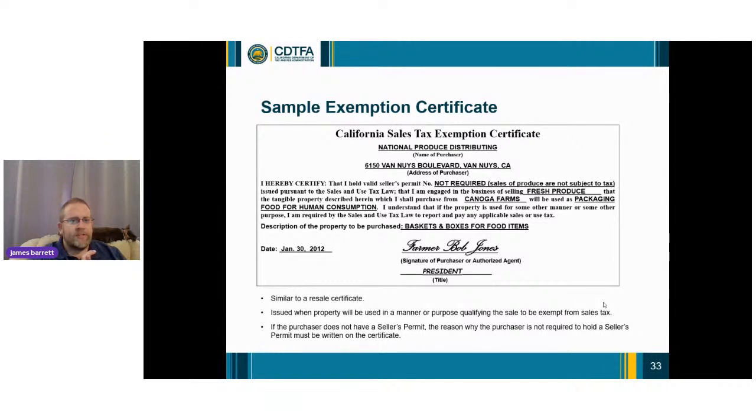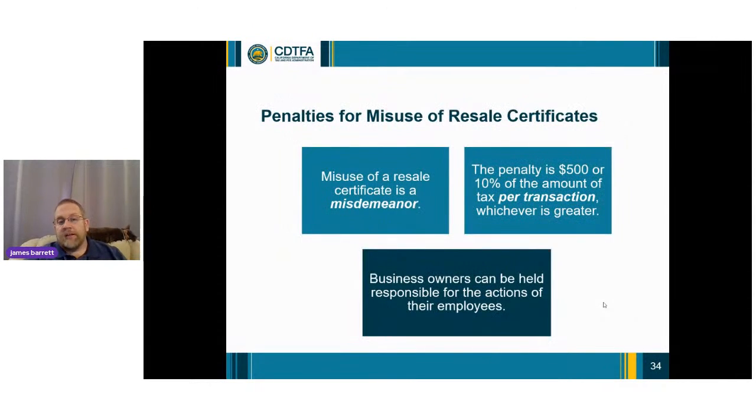So those are the things. You'll see purchase orders as a resale certificate, an official resale certificate, and you may see exemption certificates from a group that sells non-taxable items. Misusing a resale certificate is a misdemeanor. Penalty is $500 or 10% of the transaction, whichever is greater. There may be additional penalties for gross fraud, so keep that in mind. And business owners can be held responsible for the actions of their employees. So you want to know who's issuing resale certificates on your behalf.